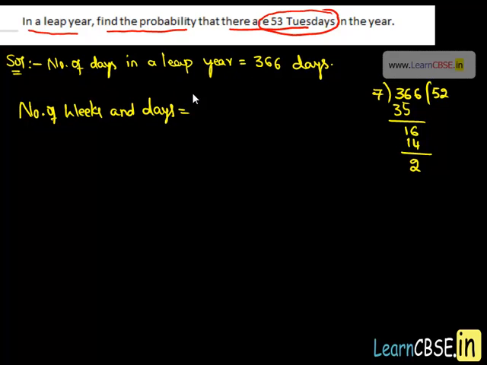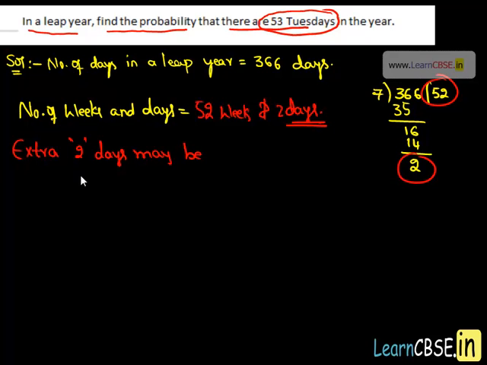Therefore, the number of days is 366. When we divide, we get 52 as our quotient and 2 as our remainder. Therefore, there are 52 weeks and 2 extra days in a leap year. In each week, we have Monday, Tuesday, Wednesday, Thursday, Friday, Saturday and Sunday. Therefore, in 52 weeks, we have 52 Tuesdays. Then what about these extra 2 days?